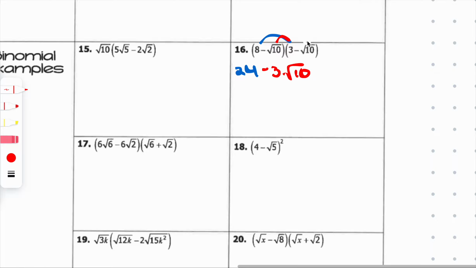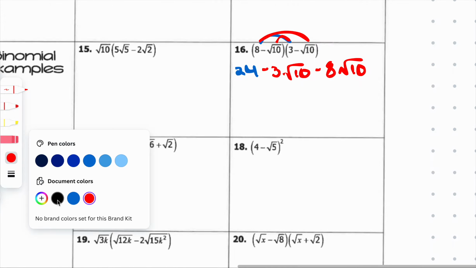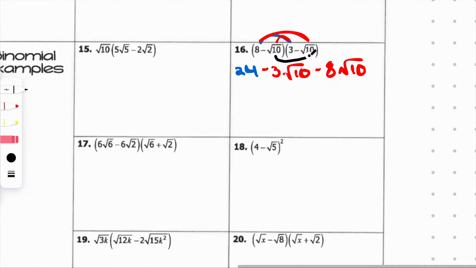And similarly, we're going to do 8 times negative root 10. So that's going to give us minus 8 root 10. And then we're also going to have to do negative root 10 times negative root 10.